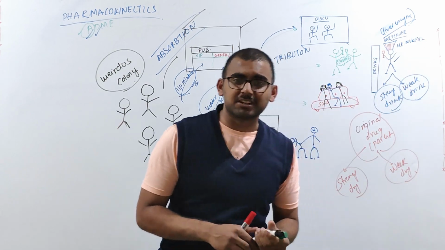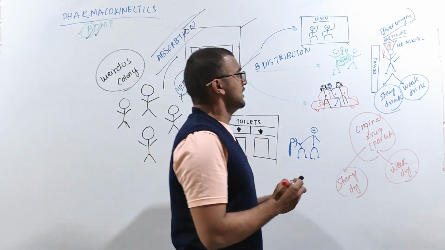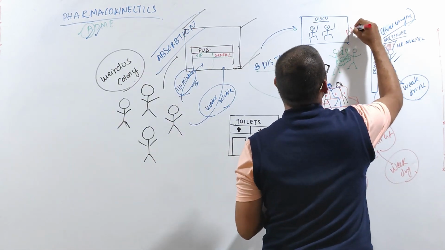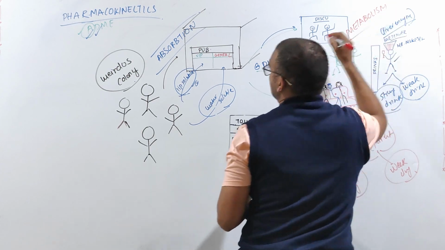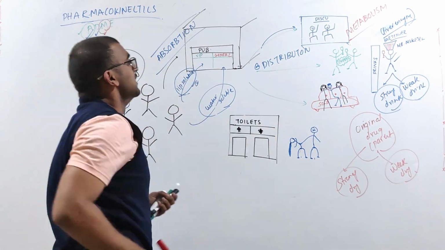So what is happening in the liver? What is the third step that is happening in the liver? That is your metabolism. That is the M of the group.